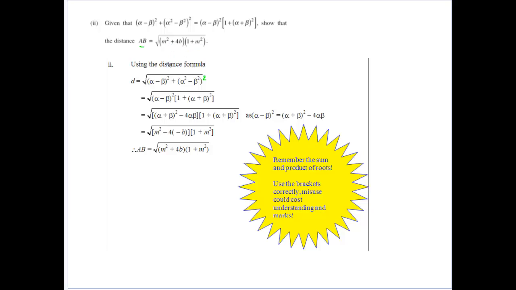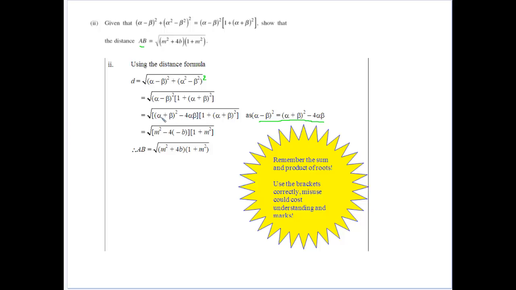Well, we know what m is equal to. M is equal to alpha plus beta, and b is equal to alpha times beta. But we've got an alpha plus beta all squared there, which is okay, but an alpha minus beta all squared, which means we need to do this manipulation. If we remember that from the quadratic polynomial, alpha minus beta all squared is alpha plus beta all squared minus 4 alpha beta. So we need to do that manipulation for alpha minus beta all squared. So that's where that one's come in.